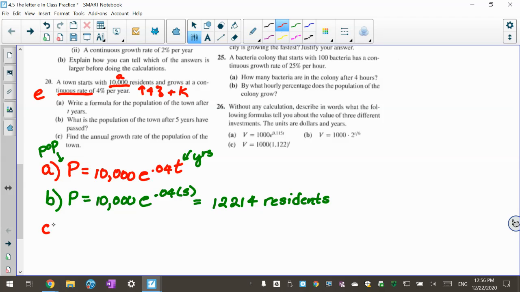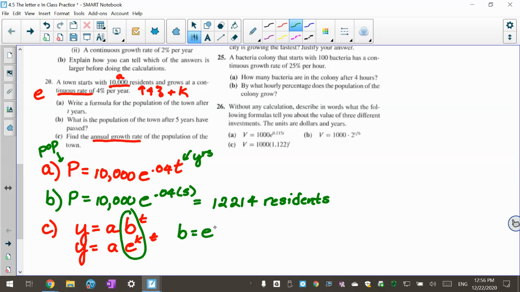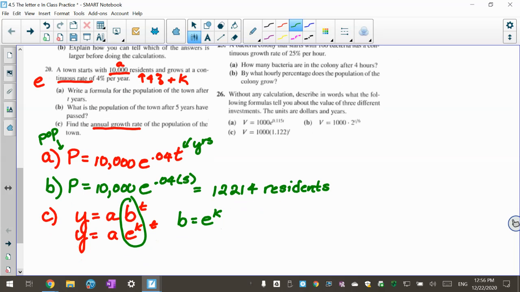I'm going to go back to red. It says, find the annual growth rate. We've talked about this already. If it asks you for the annual growth rate, and this isn't continuous, basically you're taking this formula and converting it to y equals a b to the t. The b and the e to the k are in the same place. So b is going to equal whatever e to the k is, because b is your annual. So I'm going to say b equals e to the 0.04.